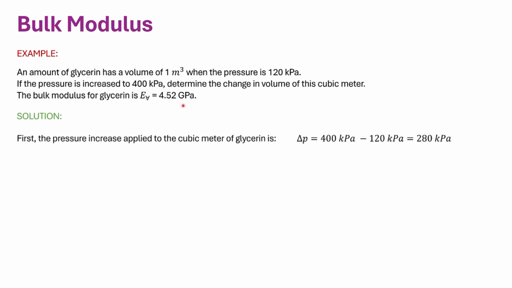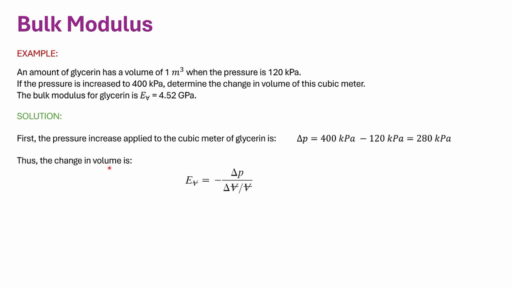First, the pressure increase applied to the cubic meter of glycerin is delta P equals 400 kilopascals minus 120 kilopascals, that equals 280 kilopascals. So this is delta P, because the question says the pressure was 120 and then the pressure increased to 400. So delta P is 400 kilopascals minus 120 kilopascals, which is 280 kilopascals.